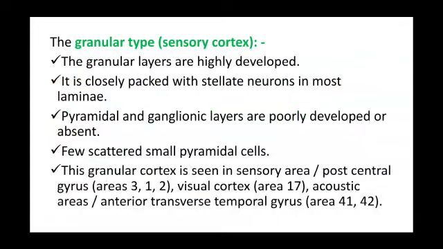Next, coming to the granular type or the sensory cortex. Here the granular layer is highly developed. It is closely packed with stellate neurons in most lamina, but the pyramidal and ganglionic layers are poorly developed or absent. Few scattered small pyramidal cells are seen. This granular cortex is seen in the sensory area or post-central gyrus areas 3, 1, 2, visual cortex area 17, acoustic areas, anterior transverse temporal gyrus areas 41 and 42.